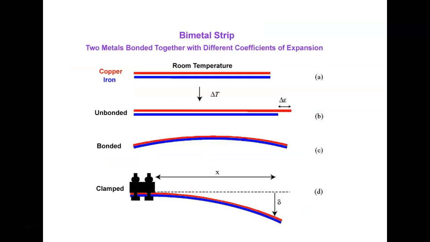So bimetallic strips, this is kind of showing you. Here, the red one expands faster than the iron. They've got the iron on the bottom, so copper expands faster, and it would warp, right? And how much it warps would be proportional to the what? To the temperature. Really accurate.